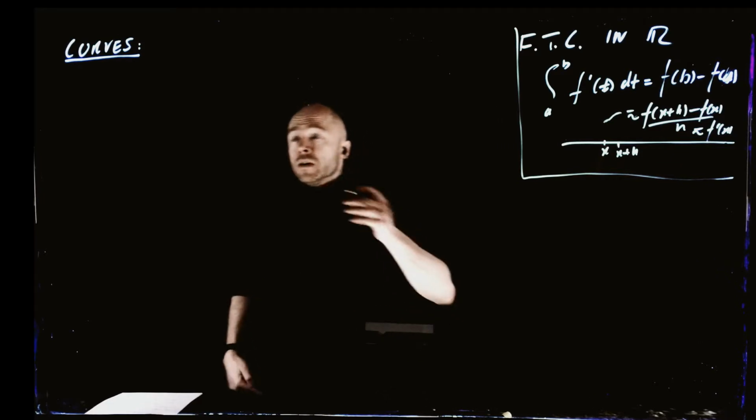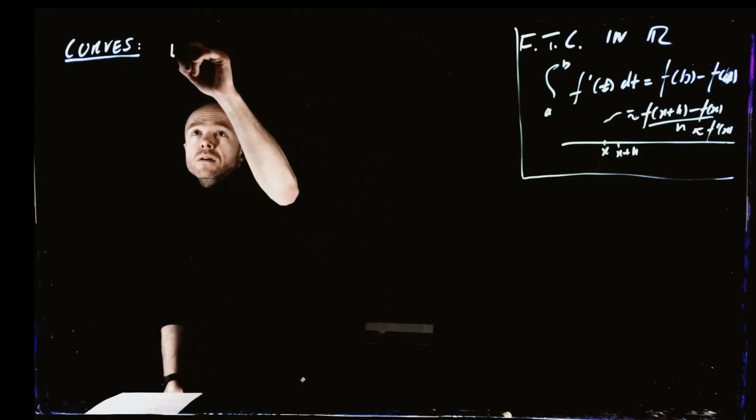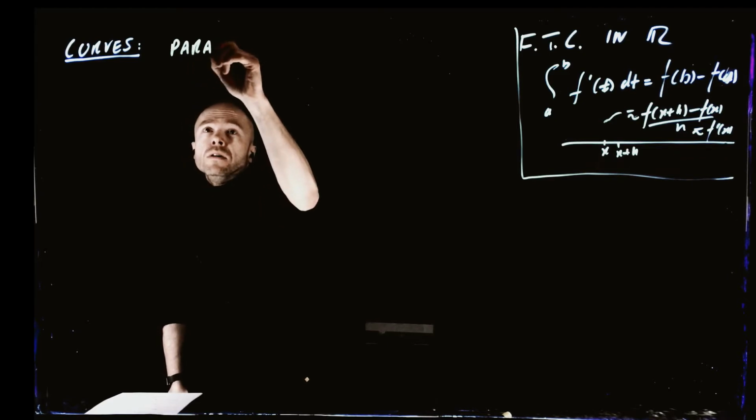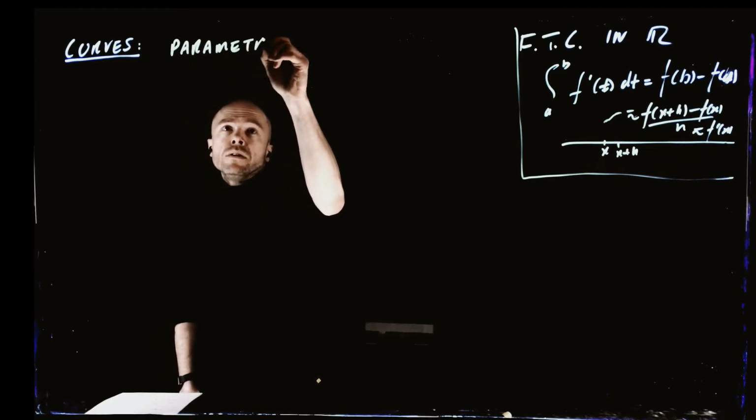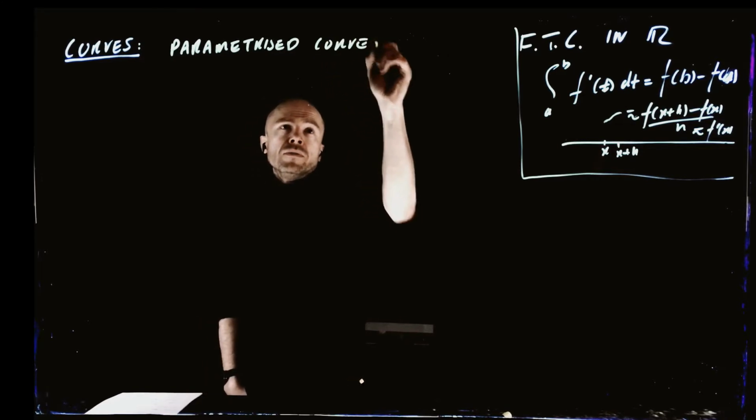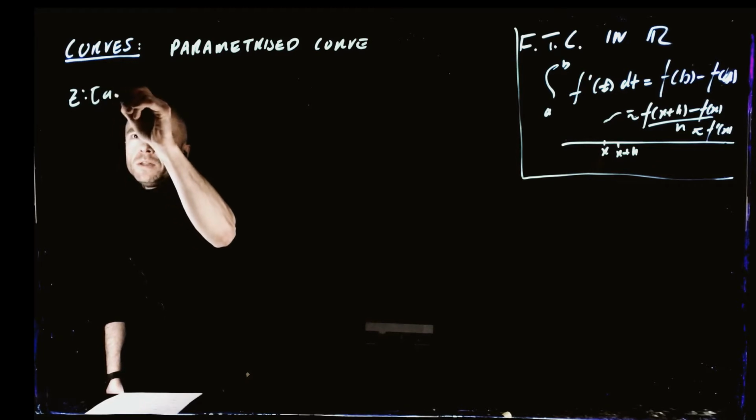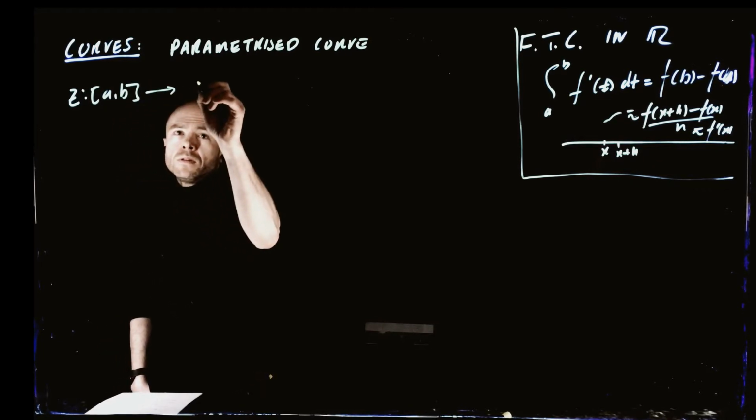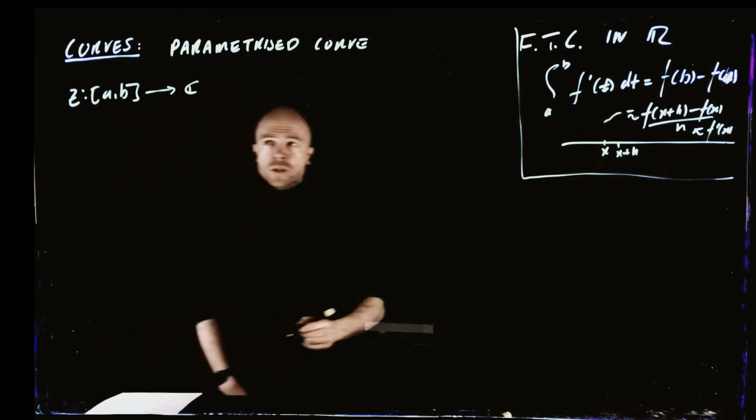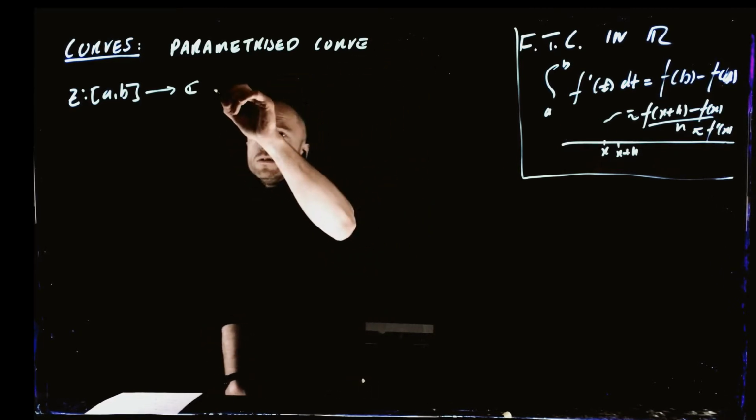So we start with describing a parametrized curve. This is going to be a function z from [a, b] into the complex numbers, okay? And it'll be continuous.